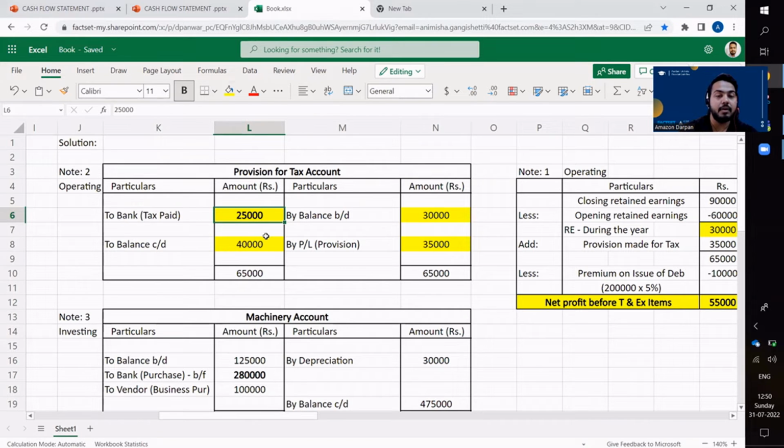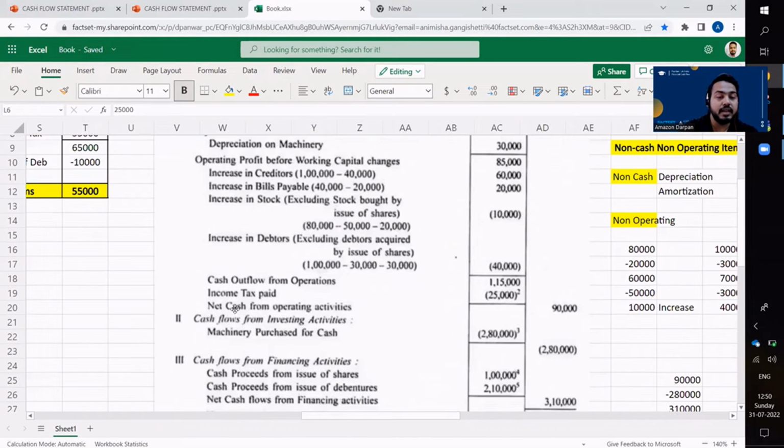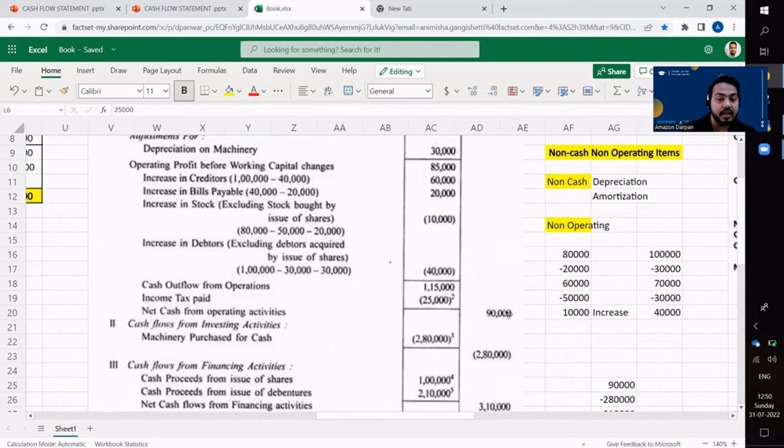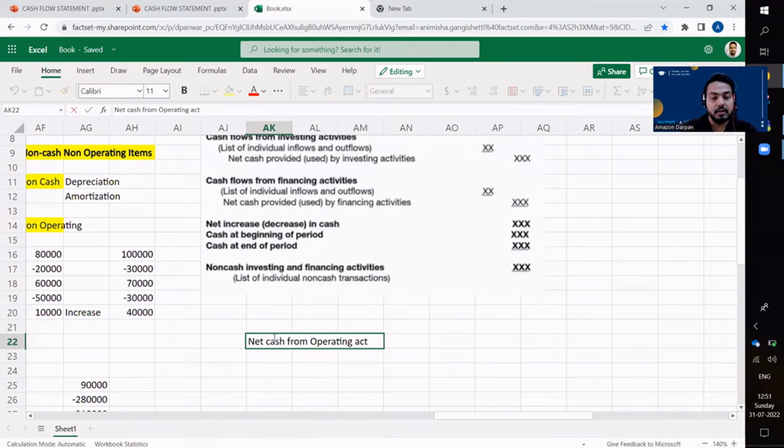You are already able to see the amount of 25,000. When you quickly move through the sheet, cash outflow from operations, income tax paid. Why are we deducting it? So this is the figure 25,000, and we have deducted this 25,000. After computing everything, we have arrived at this figure 90,000, and this figure is called net cash from operating activities. So we'll write it here, net cash from operating activities. Okay, so this is the total net cash.